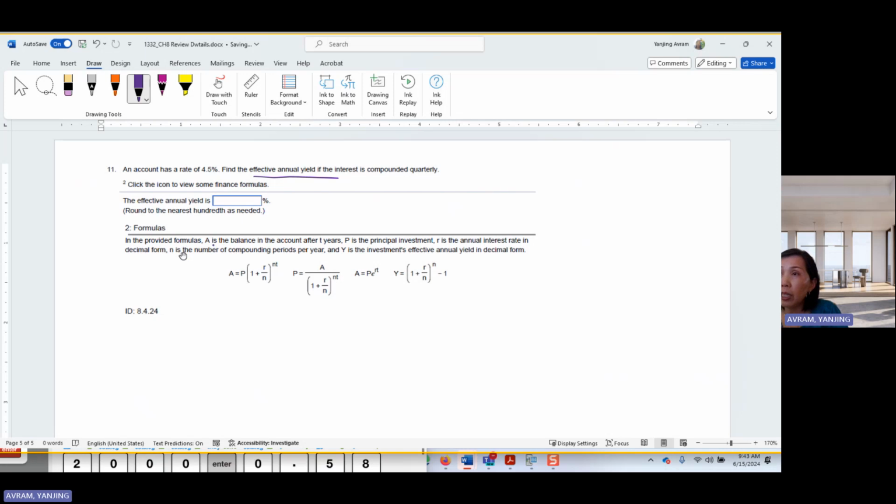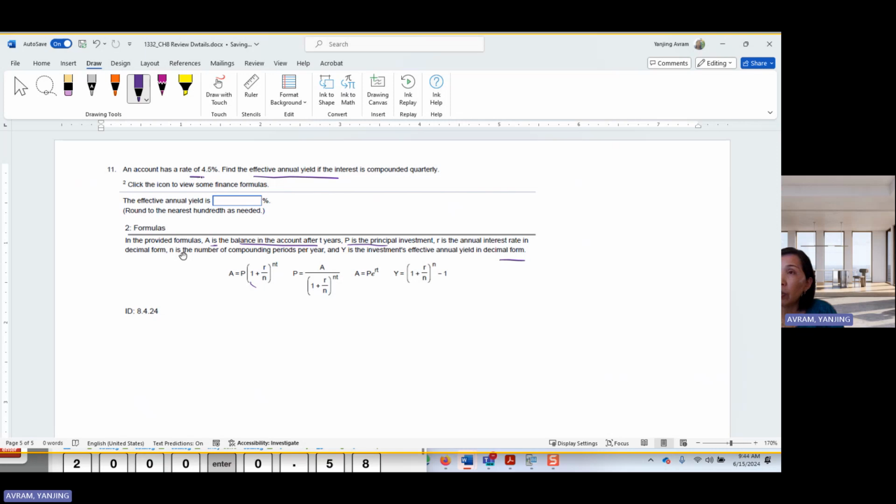In the provided formula here, A is the balance in the account after T years. P is the principal investment. R is the annual interest rate. N is the number of compounding periods per year. And Y is the effective annual yield in decimal form.